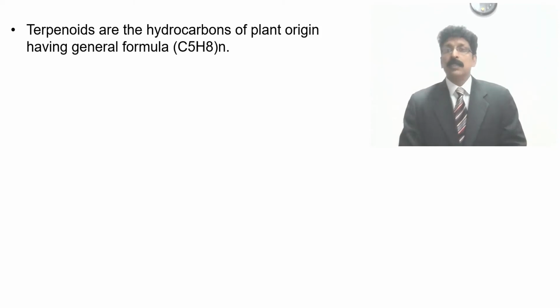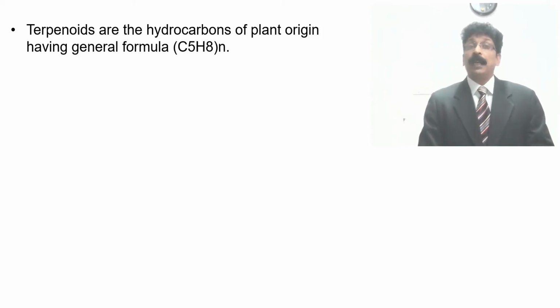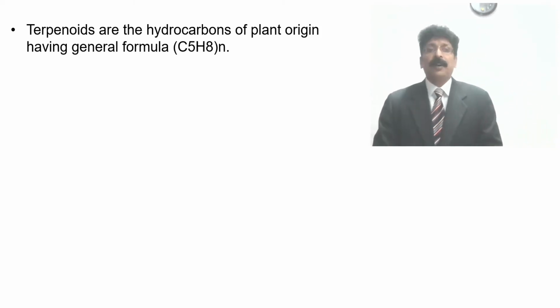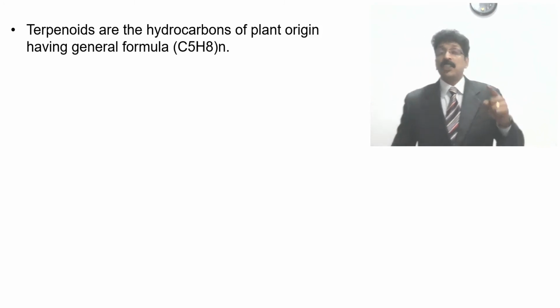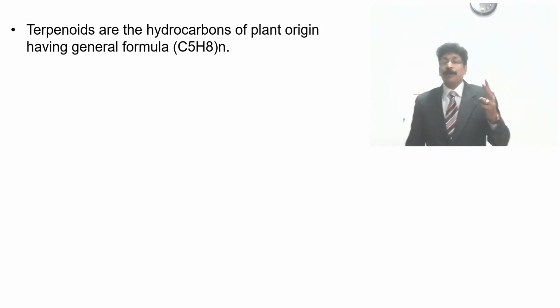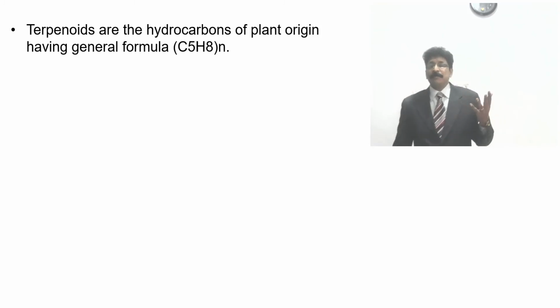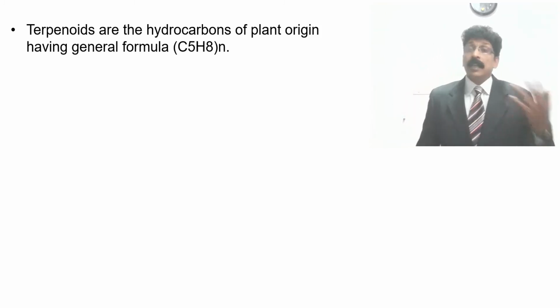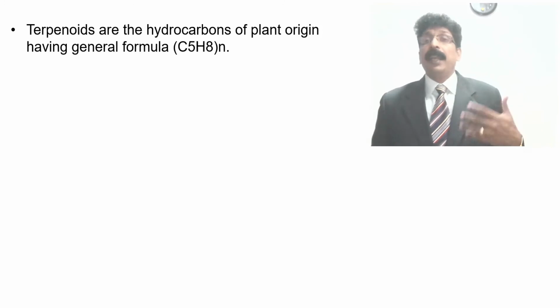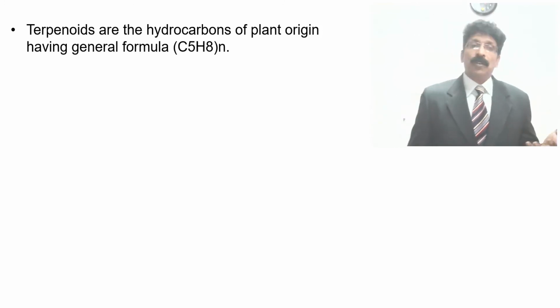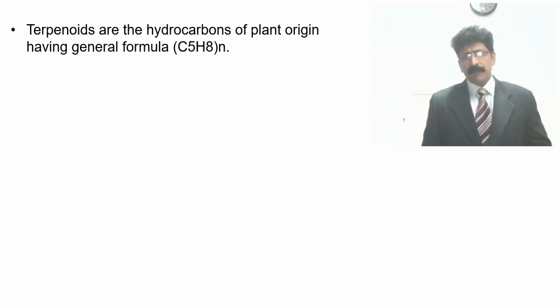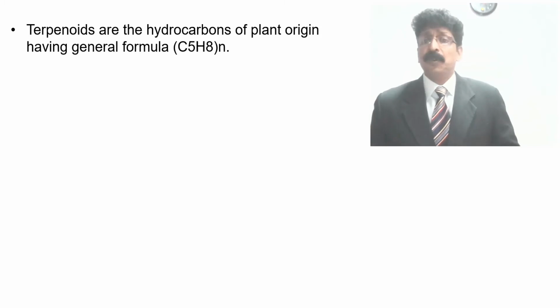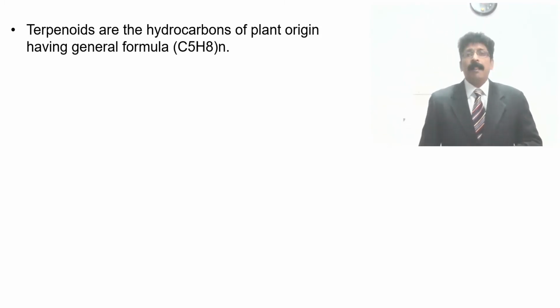But usually we are classifying the terpenoids: monoterpenes with 2 isoprene units, 4 isoprene units means diterpenes, 6 means triterpenes. Like that we made the classification of terpenoids. That's also very important for us to know about the chemistry behind the volatile oils.